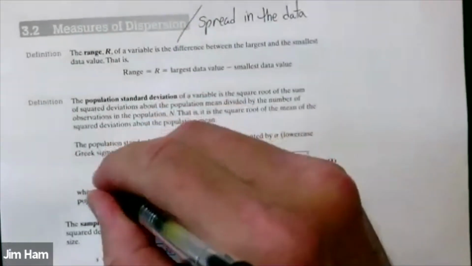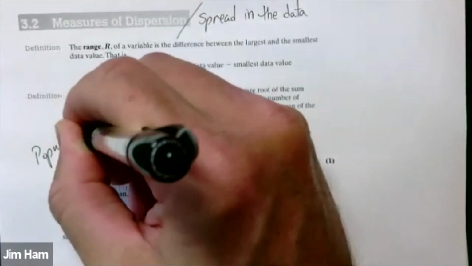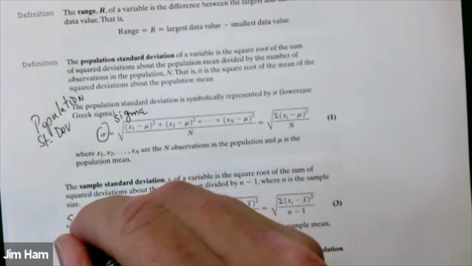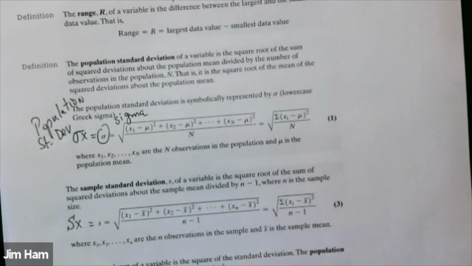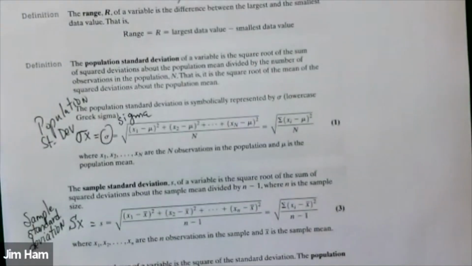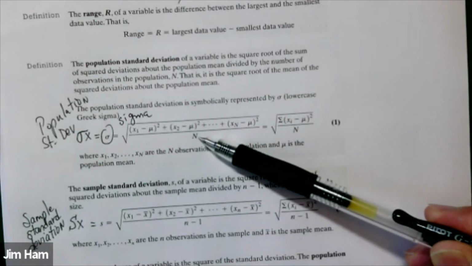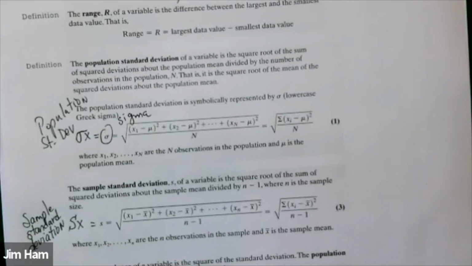We have a Greek letter sigma to represent the population standard deviation, and we have the letter S for the sample. Our calculator uses Sx for the sample standard deviation, and for the population standard deviation, our calculator uses sigma x. The only real difference between the two is that the formulas differ: instead of dividing by the population size for the population, we divide by one less than the sample size to get the sample standard deviation.